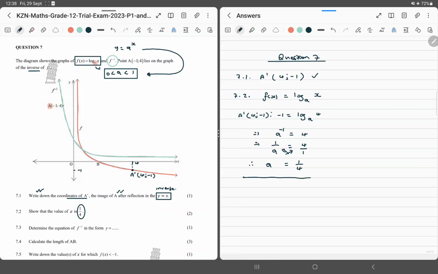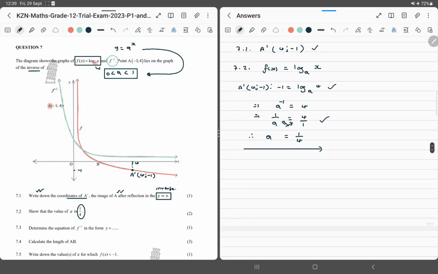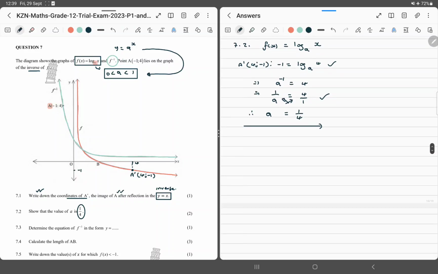So it's done. Now what do we do here? For this substitution into a particular formula, it is important to show the working, which explains why the answer is like that. Okay, all right. So that was an easy 2 marks.